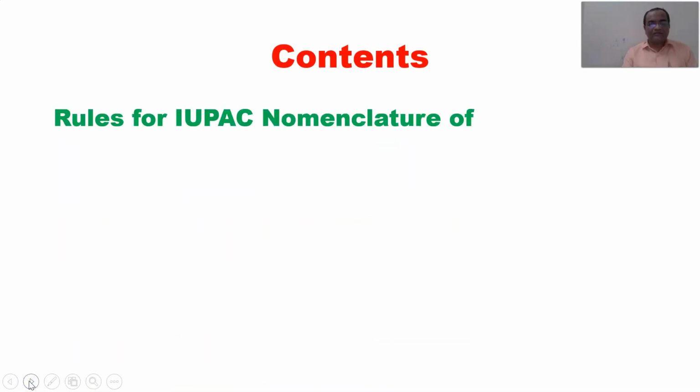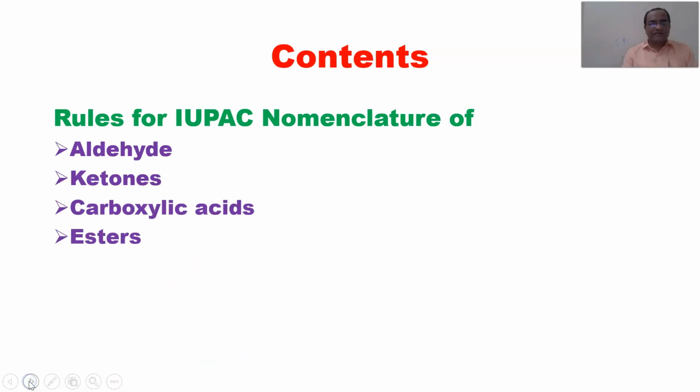Now let us see the content of this session. Rules for IUPAC nomenclature of aldehydes, ketones, carboxylic acids, esters, amides, and anhydrides. These last three classes, esters, amides, and anhydrides, are the carboxylic acid derivatives. By modification of carboxylic acids, we get these three compounds. And aldehydes and ketones are two independent classes, and all these classes contain the carbonyl functional group. We will see the rules as well as an example from each class.